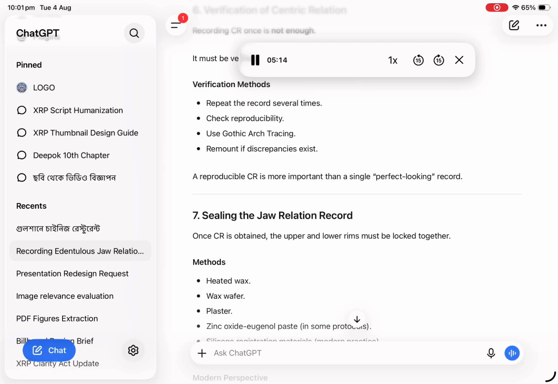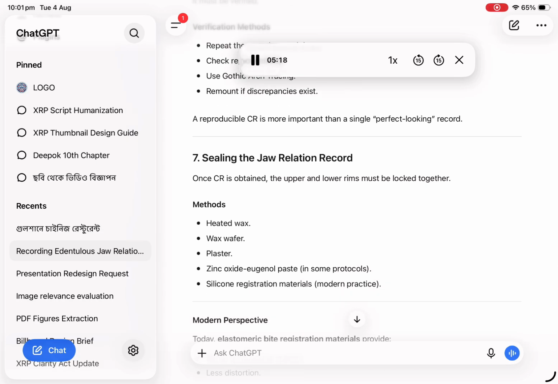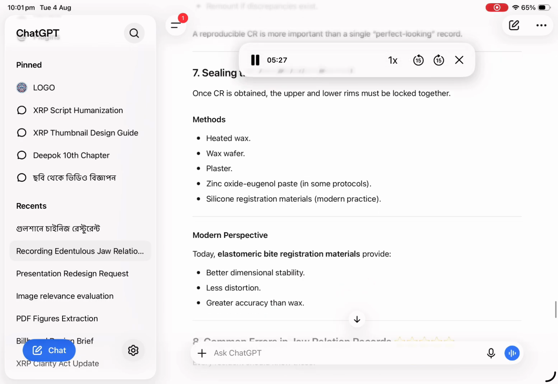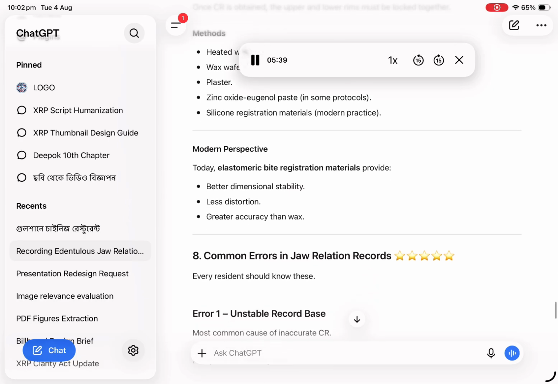Number 7. Sealing the jaw relation record. Once CR is obtained, the upper and lower rims must be locked together. Methods: heated wax, wax wafer, plaster, zinc oxide eugenol paste in some protocols, silicone registration materials in modern practice. Modern perspective: today, elastomeric bite register materials provide better dimensional stability, less distortion, and greater accuracy than wax.